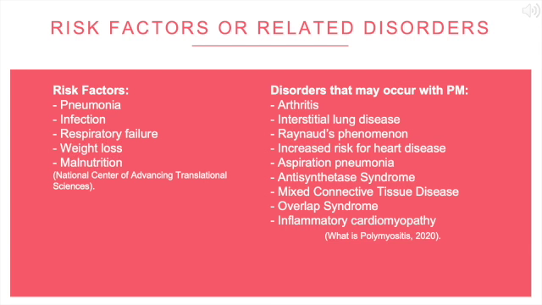Risk factors or related disorders. The risk factors that are associated with polymyositis include pneumonia, infection, respiratory failure, weight loss, and malnutrition. And then the disorders that may occur with PM include arthritis, interstitial lung disease, Raynaud's phenomenon, increased risk for heart disease, aspiration pneumonia, antisynthetase syndrome, mixed connective tissue disease, overlap syndrome, and inflammatory cardiomyopathy. And all these disorders can occur at the same time that polymyositis is also happening in the individual.